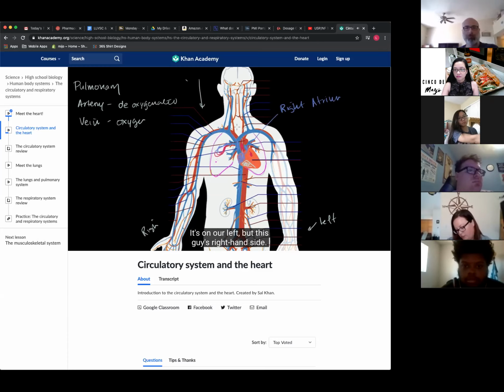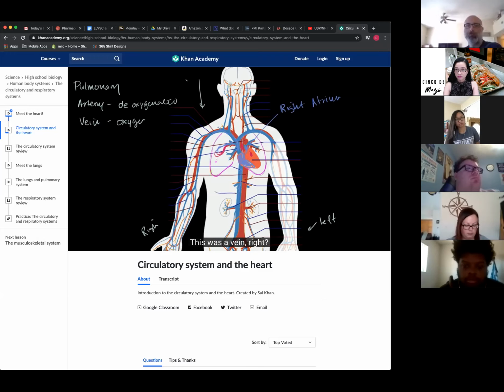It's on our left, but this guy's right-hand side. From the right atrium, it gets pumped into, or it actually passively flows into, the right ventricle. The ventricles do all the pumping. Then the ventricle contracts and pumps this blood right here. And you don't see it, but it's going behind this part right here. It goes from here through this pipe. So you don't see it. I'm going to do a detailed diagram in a second. Into the pulmonary artery. We're going away from the heart.